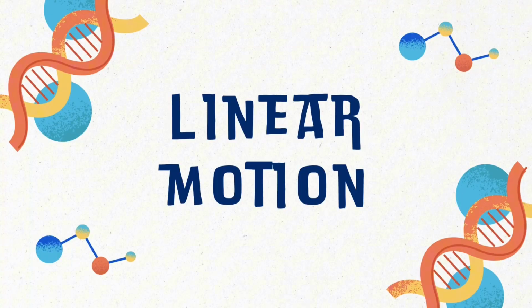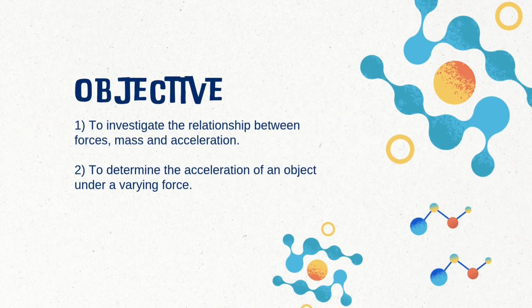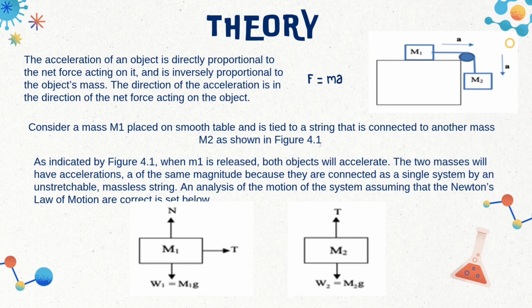The title of the experiment is Linear Motion. There are two objectives. The first one is to investigate the relationship between forces, mass, and acceleration, and the second one is to determine the acceleration of an object under a varying force.